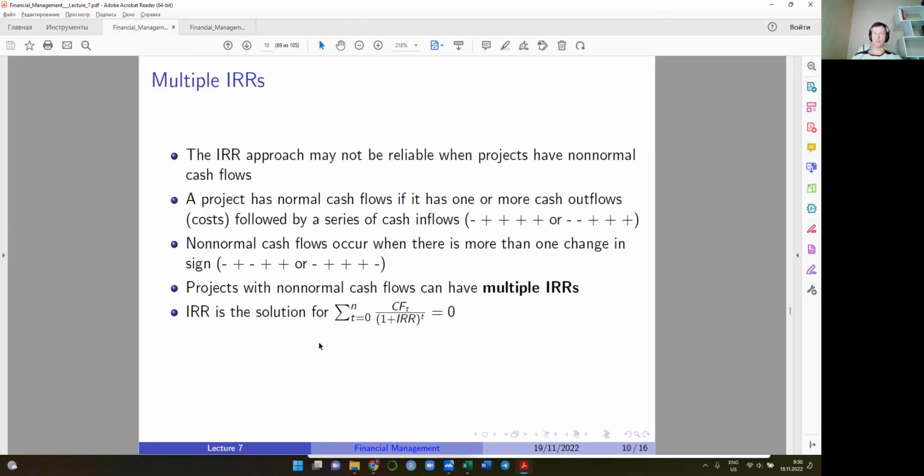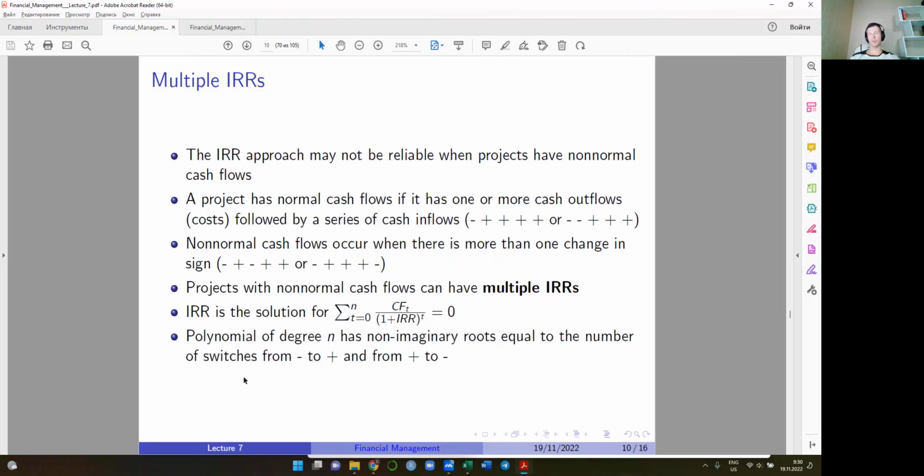We know that internal rate of return is mathematically defined as a solution to this equation. What does this equation look like? This is a polynomial of degree n. All of us know this from school. The polynomial of degree n: a plus bx plus cx squared plus dx cubed plus ex to the power of 4 and so on equals 0.